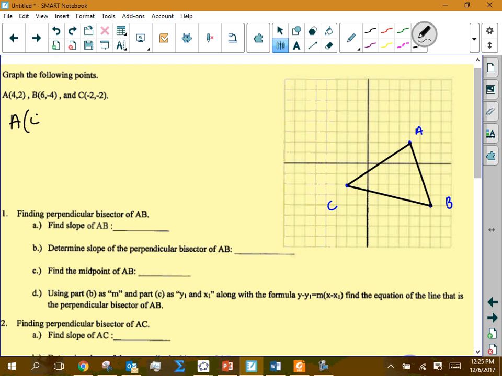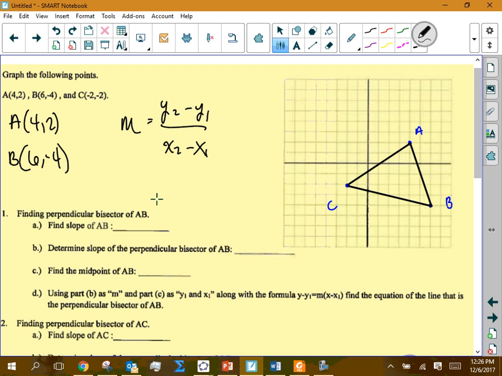So we got A located at 4, 2, B located at 6, negative 4, and I want to find slope. Remember, slope formula-wise is that, right? And I know some of you want to count, but remember, there will be times where you can't count. It doesn't make sense to count. Maybe if there's fractions here, or maybe one of these points is like pi, and you can't really count that. So you need to know the formula.